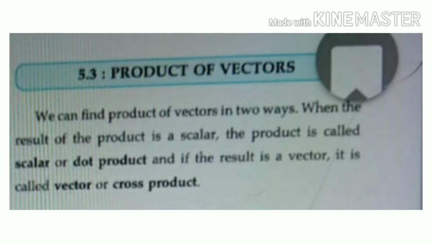Hello students, now we are continuing the next point of vectors, that is, product of vectors. We can find the product of vectors in two ways. When the result of the product is a scalar, the product is called scalar or dot product, and if the result we get is a vector, it is called vector or cross product.